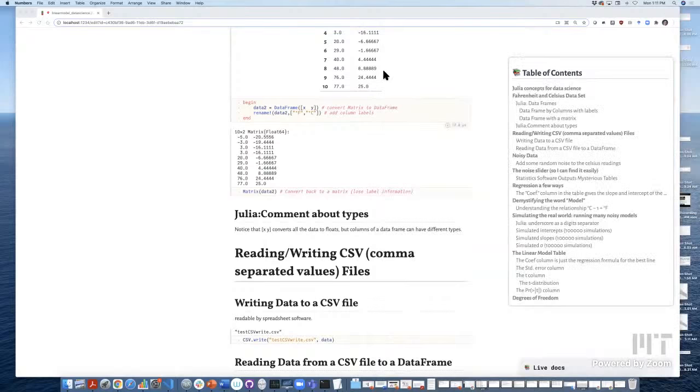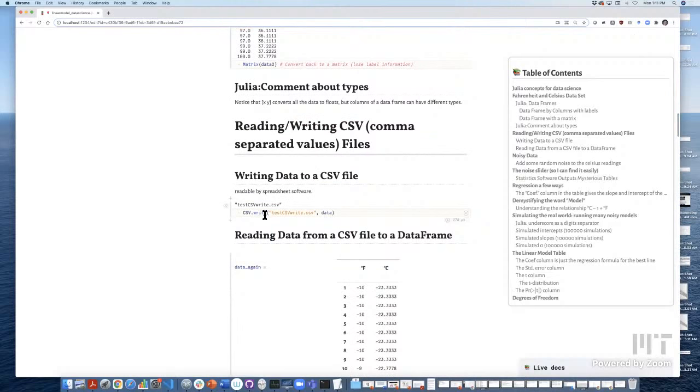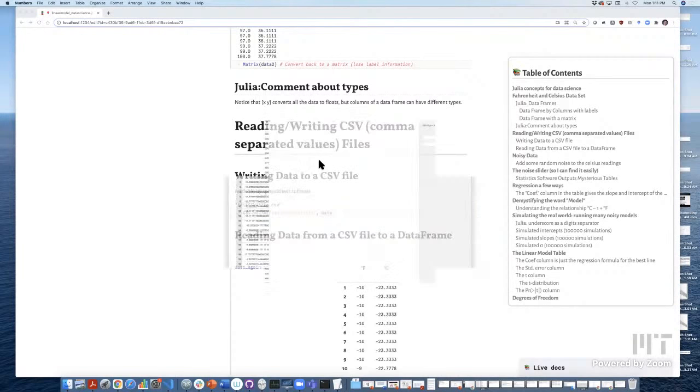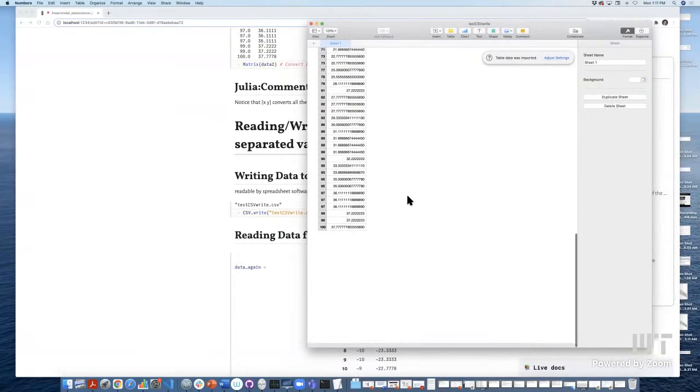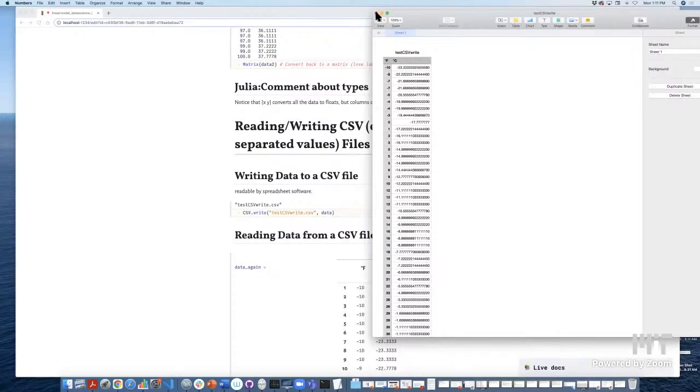Or if I had a lot more data, it would be no problem. Suppose I had 100, and I use the csv.write, which is from the csv.jl package. Then we can take a look at it here, and you can see I've got 100 items. There they are, from 1 through 100. The very same items that were in Julia are now in a spreadsheet, right? This is a Mac program. It's sort of like other spreadsheet programs like Excel and Google Sheets. But the point is, it's just a comma separated value file, like any kind.